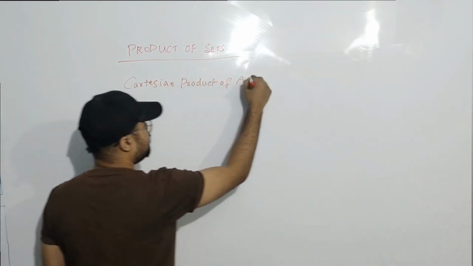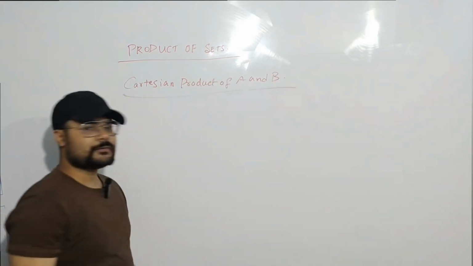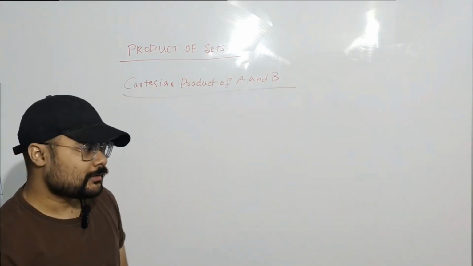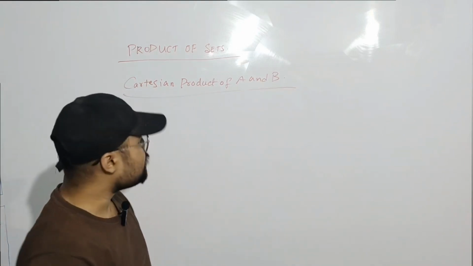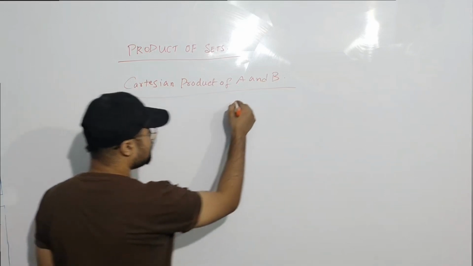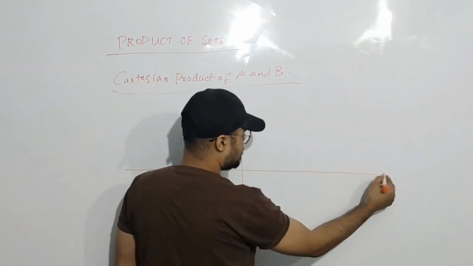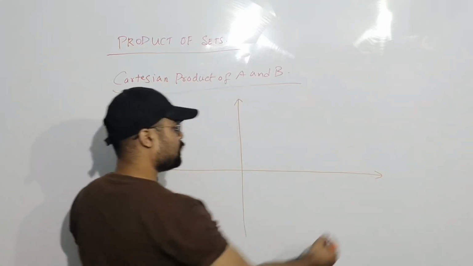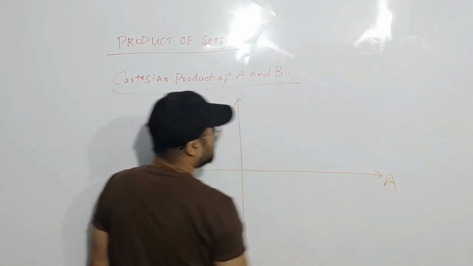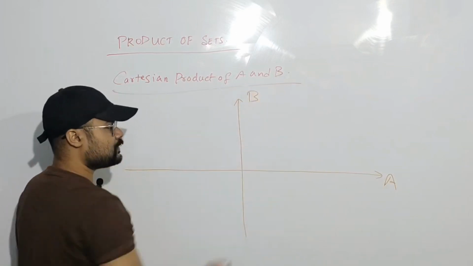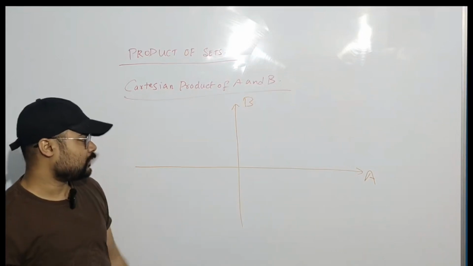Cartesian product of A and B. It is just the product of two sets, also called the Cartesian product, because you can represent the product of two sets in a Cartesian plane like this. Let's say this is one Cartesian plane. This axis is your A and this axis is your B, meaning this axis will have elements of A, and this axis will have elements of B.